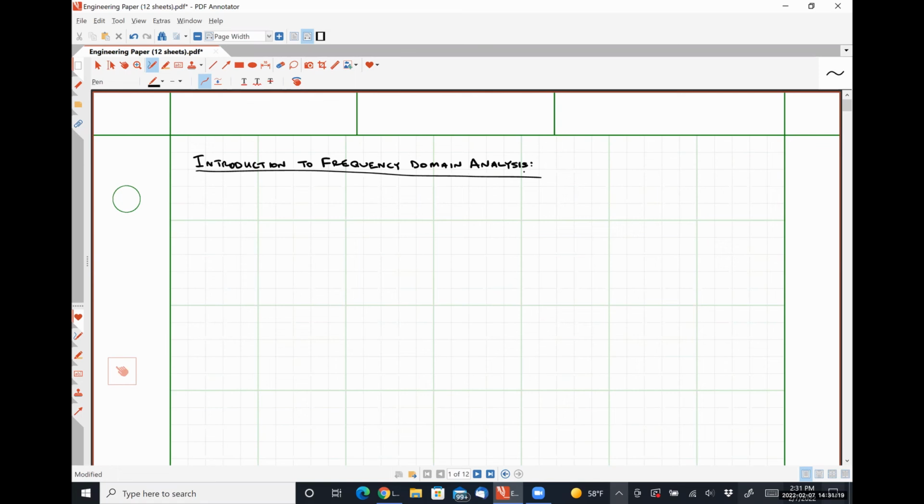So what we are going to do today is talk about how we convert signals from the time domain into the frequency domain, and then effectively what the rules are for doing our circuit analysis in the frequency domain. Okay.